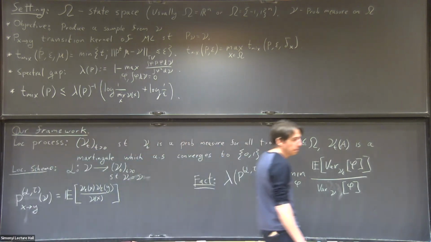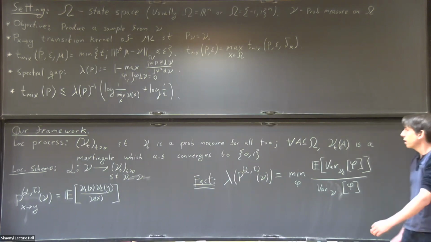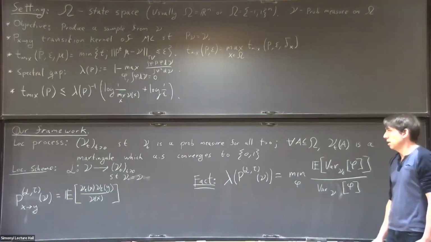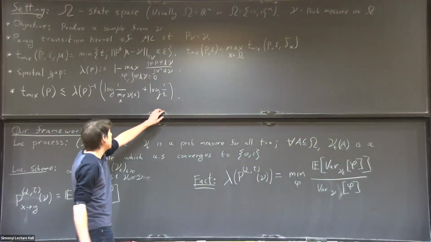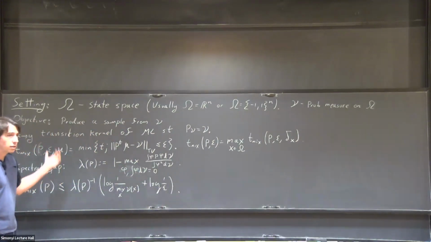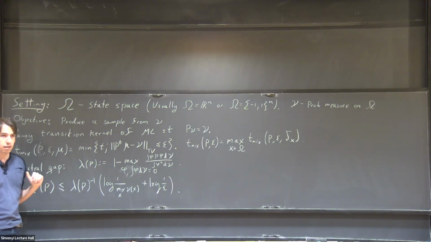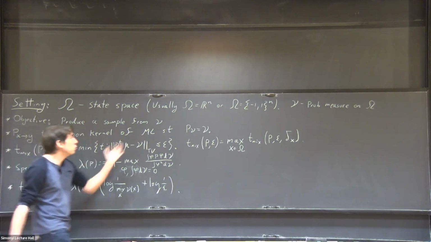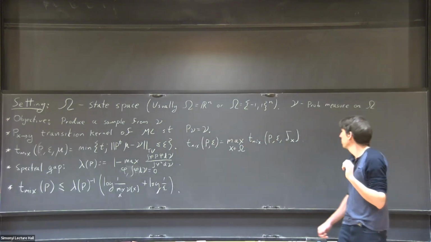So Nima Anari, Kuikui Liu, and Oveis Gharan. And let's start by reminding ourselves what we had last time. So our setting is the following. We have some state space omega. It can be anything, actually, but we'll usually talk about the cases R^n or the discrete hypercube, okay?